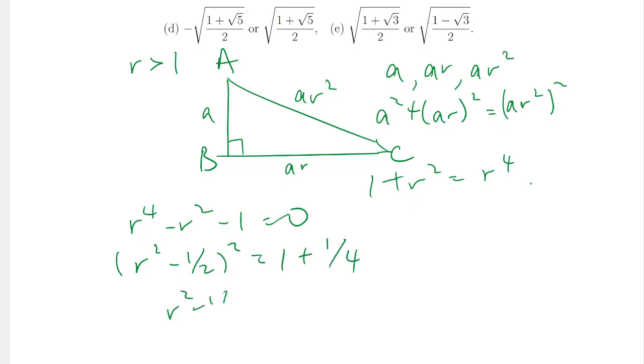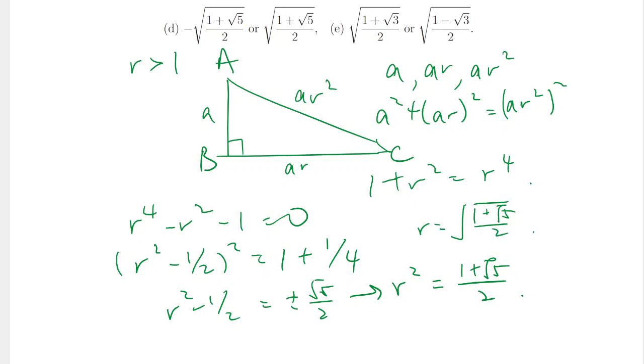So r squared minus a half is plus or minus root 5 over 2. Now we need r squared, which must be a positive quantity, otherwise you can't square root it. So I'm going to take the positive version of this square root, because the negative version gives me a negative answer, which is bad. Therefore r squared equals 1 plus root 5 over 2, so r is the square root of 1 plus root 5 over 2.